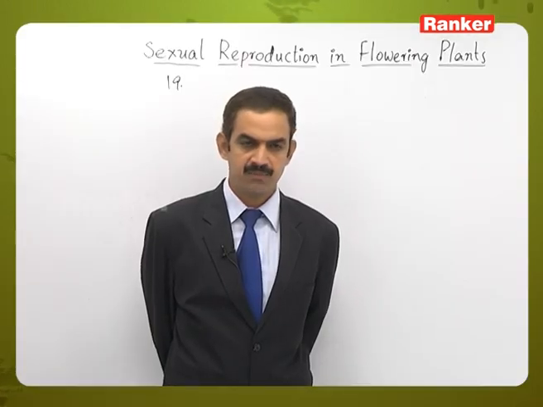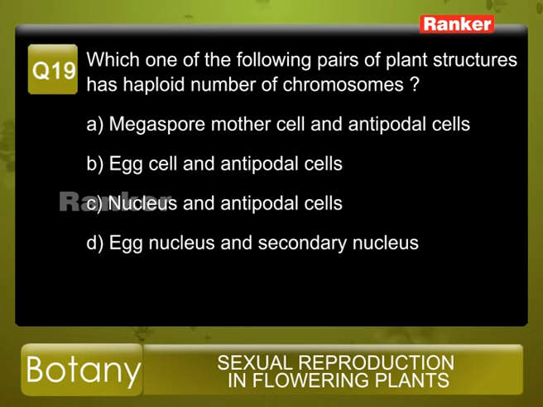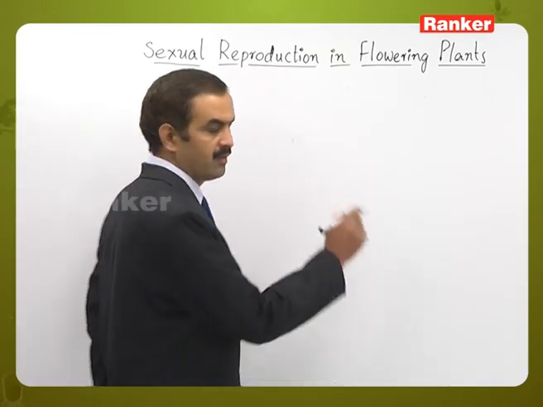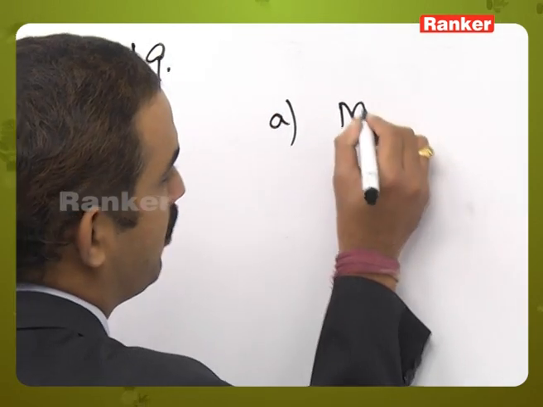Question number 19. Which of the following pairs of plant structures has the haploid number of chromosomes? The given options are: A, megaspore mother cell and antipodal cells. B, egg cell and antipodal cells. C, nucleus and antipodal cells. And D, egg cell and secondary nucleus. So here, first option, megaspore mother cell.